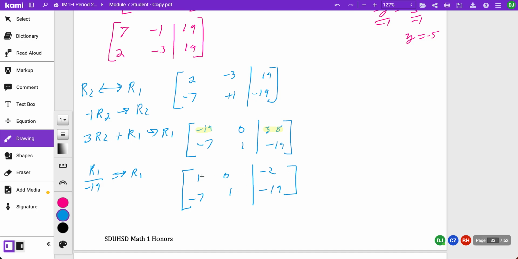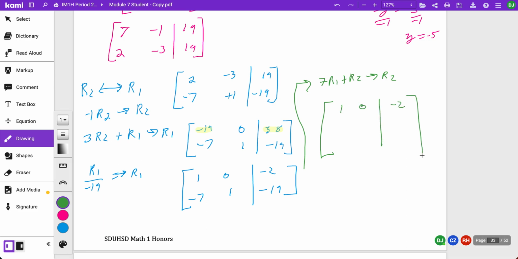And then my last step, I want to take this 1 and do something to it to help eliminate everything above and below it. So in this instance, it's -7. So let's go ahead and look at green now. I'm going to take row 1, multiply it by 7, and add it to row 2. That will give me my new row 2. So the first row stays the same, 1, 0, 2. And then I will have 0, 1, and then 7 times, should be a negative, nope, it should be a +7.